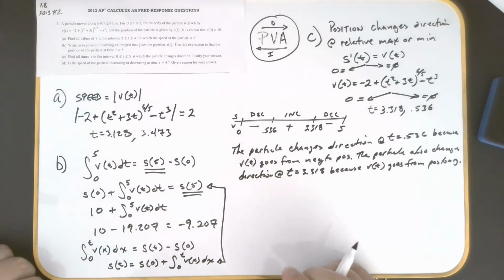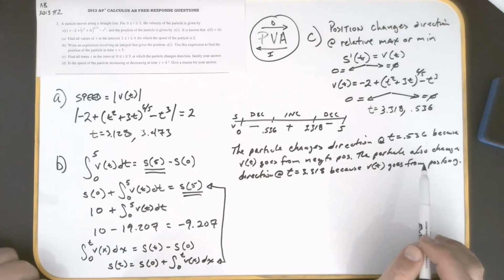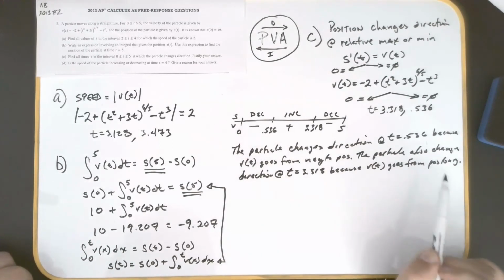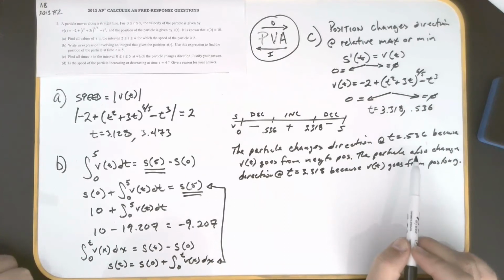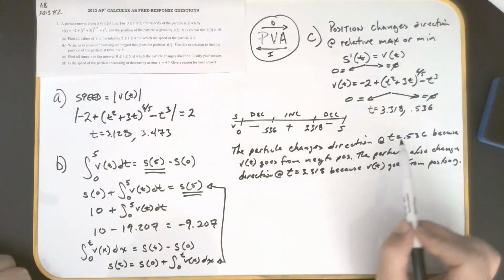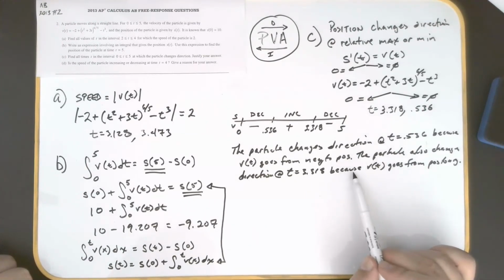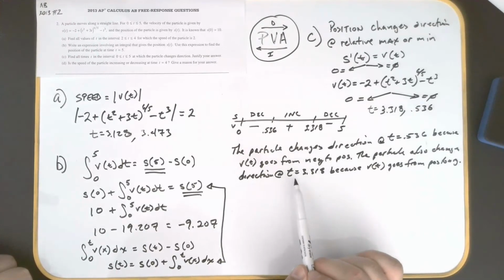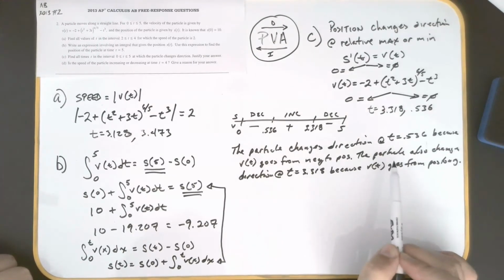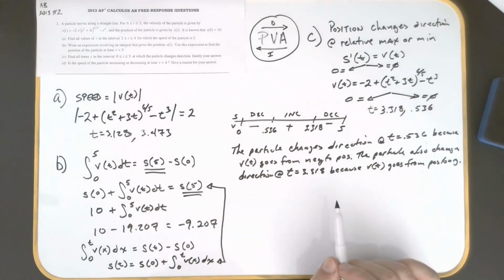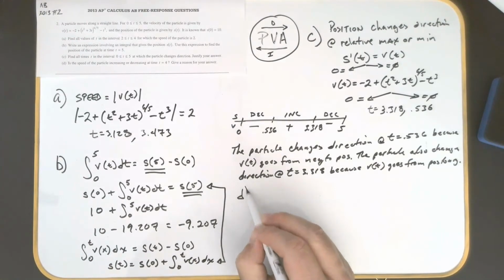Okay. And you can always word this a little bit better, and if you compare to the official AP answers, sometimes they make them nice and clean. And you could say velocity goes from negative to positive at t equals 0.536, therefore the particle changes direction, or the velocity goes from positive to negative at t equals 3.318, therefore the particle changes direction. However you want to say that. But that's your justification there, is that since the velocity changes sign, you know the particle changes direction. All right. Now, part D.